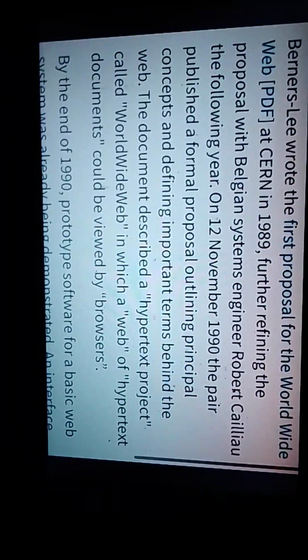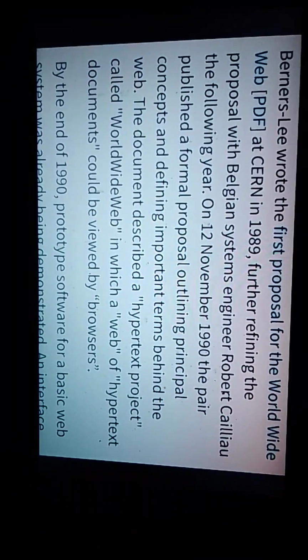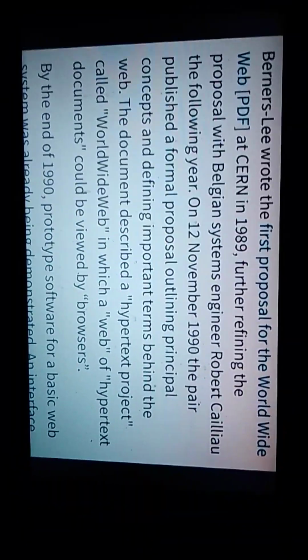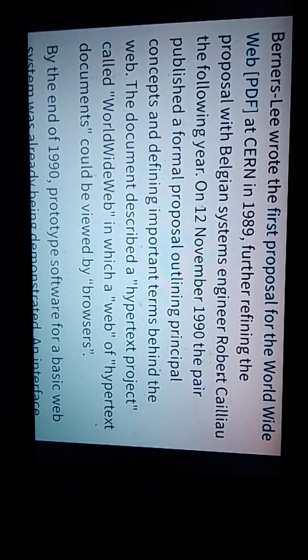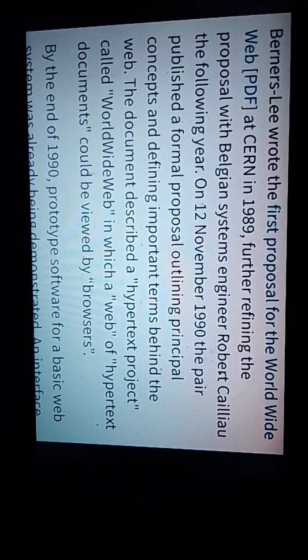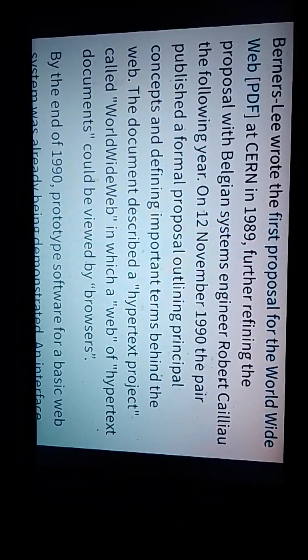The web was originally conceived and developed to meet the demand for automatic information sharing between scientists and universities and institutes. CERN is not an isolated laboratory, but rather a focus for extensive community that includes more than 10,000 scientists from over 100 countries. Berners-Lee wrote the first proposal for the World Wide Web at CERN in 1989, further refining the proposal with Belgian systems engineer Robert Cailliau the following year.